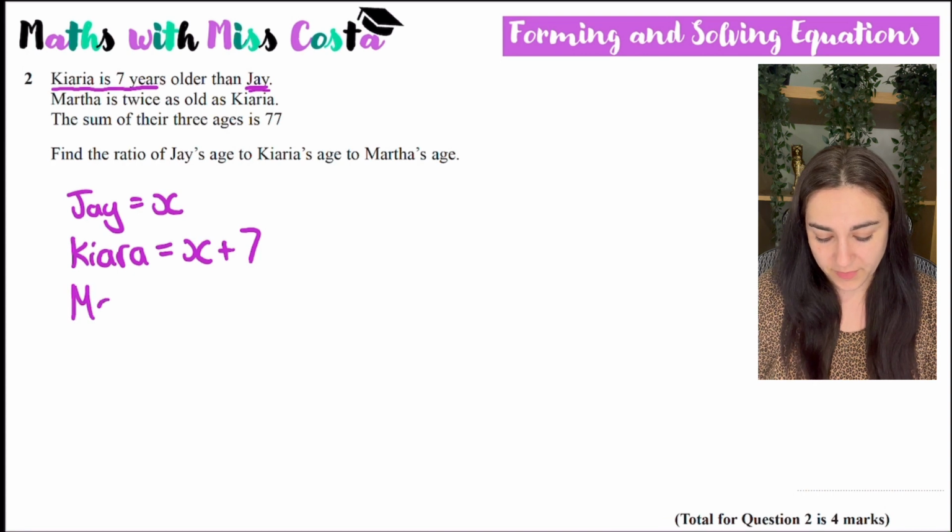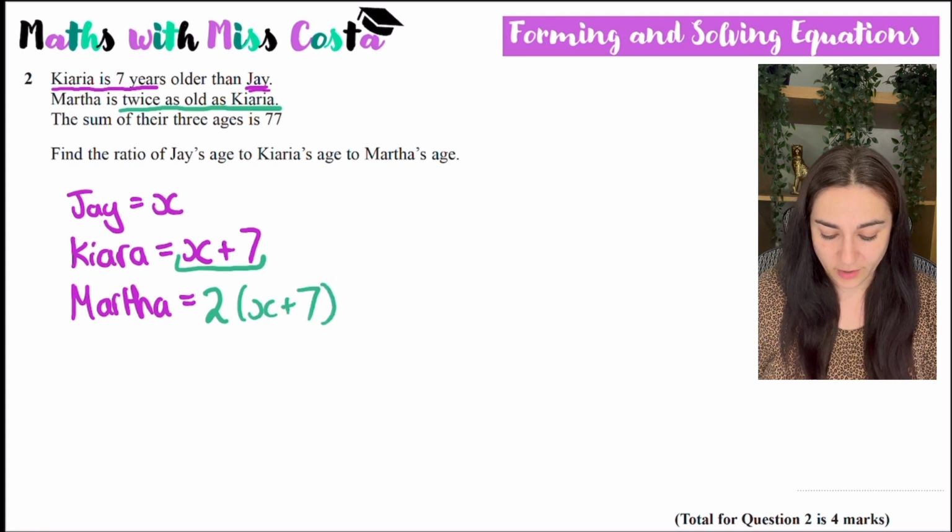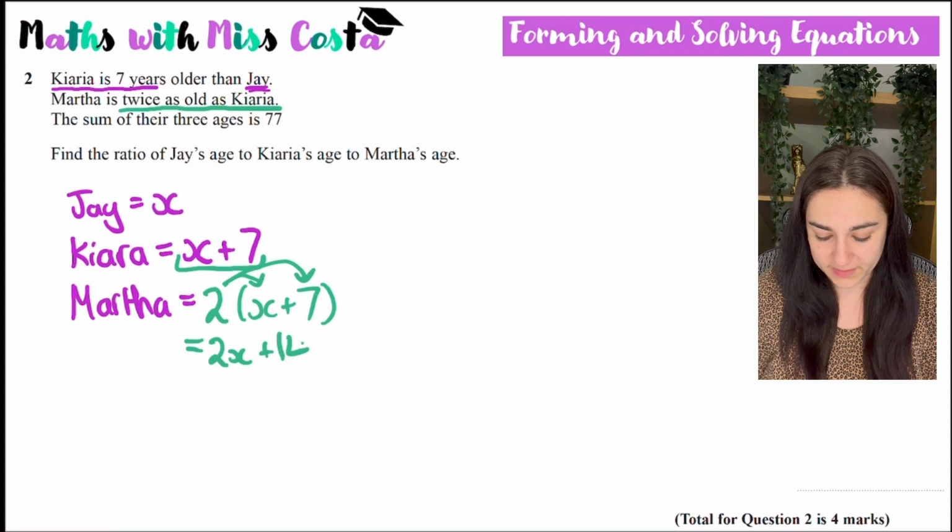I'm then told that Martha is twice as old as Kiara. So whatever Kiara is, Martha is double that. So I can put that in a bracket because it's double whatever Kiara is. And I could expand that if I wanted to. So 2 times X would give me 2X. 2 times 7 gives me 14.